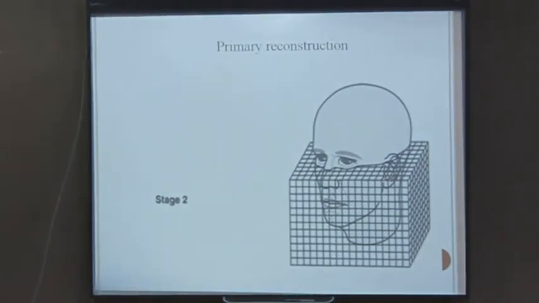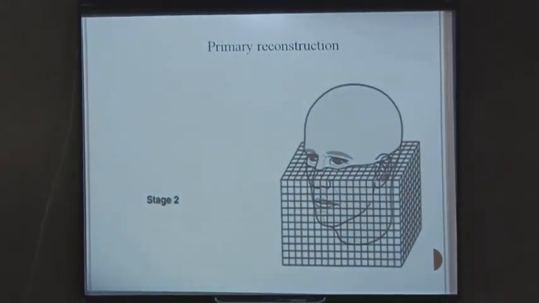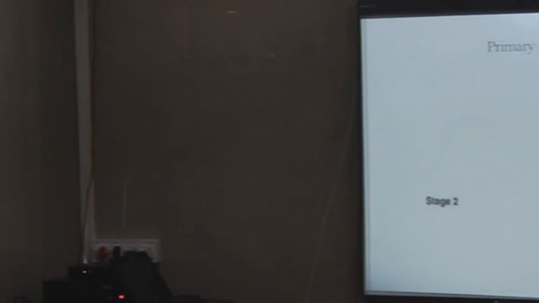So it is taking it in terms of pixels and voxels, which is obviously isometric. I told you, once it arranges, it will arrange like a Rubik's cube. Okay. So this is your second step, which is called primary reconstruction. The acquired data is being assigned as pixels and voxels, and it is rearranged as a cube.